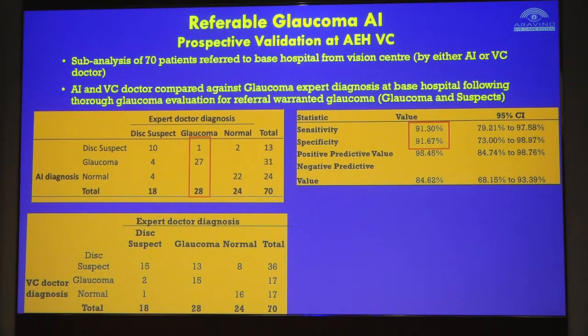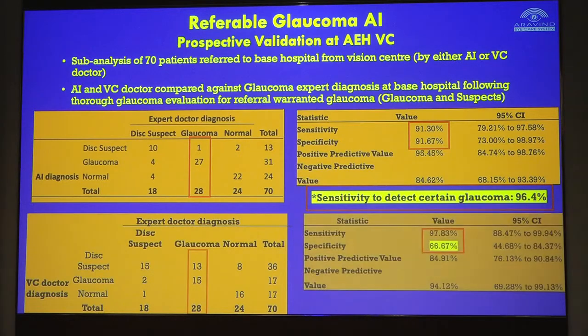If you see between the AI and the expert doctor diagnosis, it had a very good sensitivity and specificity, more than 90%. But between the VC doctor or teleconsult doctor and the expert doctor diagnosis, you can see the specificity is slightly low. That means the healthy patients were not detected properly. They're calling a lot of people disc suspects and referring them.